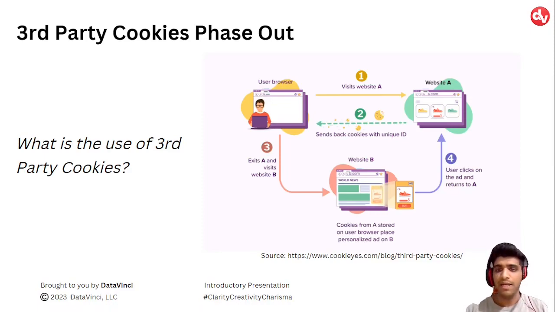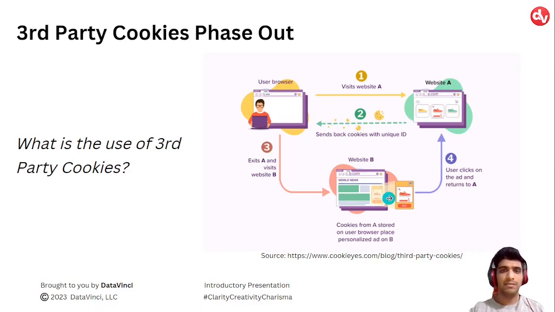Okay. Once the user exits website A and goes to another website, say a blog website where they can display ads and all, the user sees an ad that is related to website A. And this personalized advertising was possible because of third-party cookies. How did website A and B communicate? It was with the help of third-party cookies.